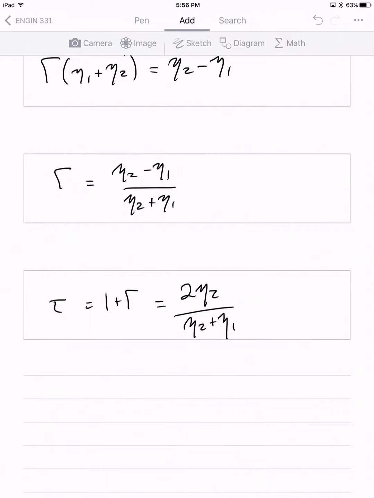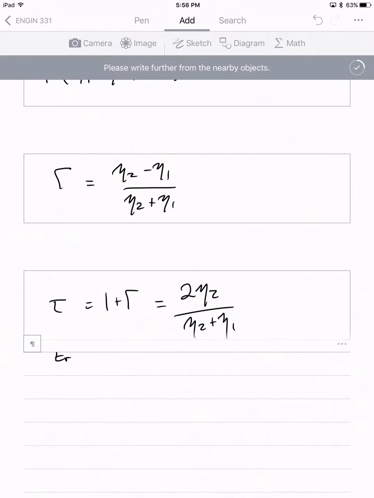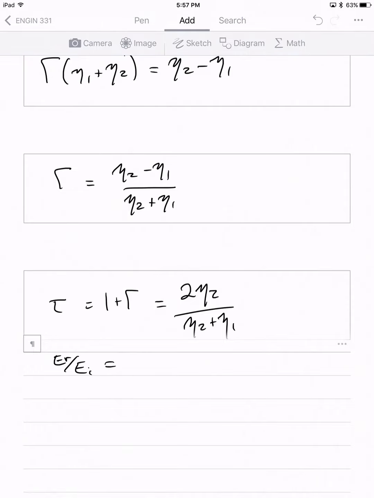Now let's talk about the implications of this for a second. So we've got these two constants that relate the amplitude of the reflected field to the incident field, the electric field amplitudes, and the amplitude of the transmitted field to the incident field amplitude.